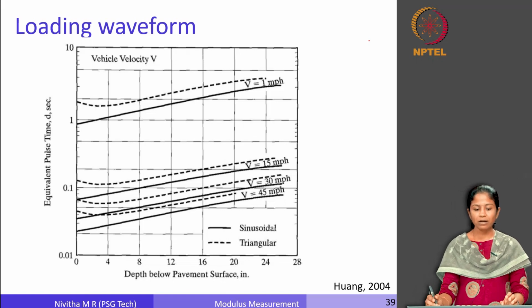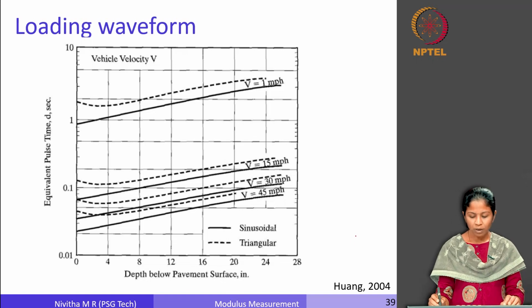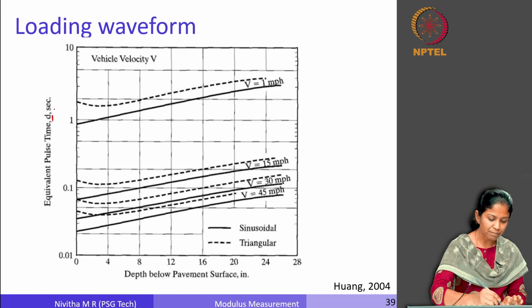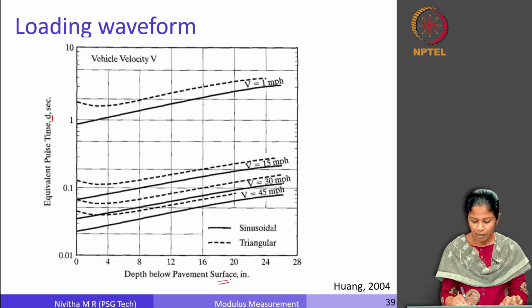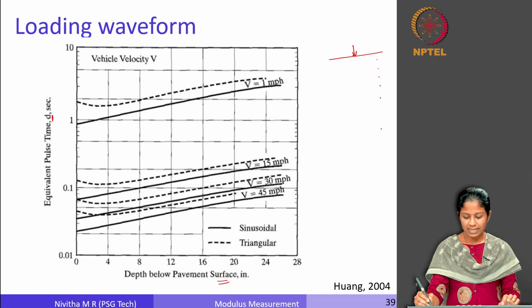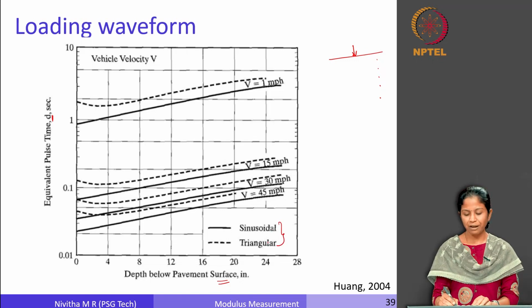Okay. Now, how do all these things influence? Let us look at the influence of all the parameters one by one. So, now this plot here is a function of the pulse time d and the depth below the pavement surface. So, if this is the surface where the load is applied, at any given depth here, how does it vary? Okay. Now, let us look into the effect of sinusoidal and triangular loading. If I approximate into a sinusoidal, what is going to happen, and if I approximate into a triangular loading, what is going to happen?